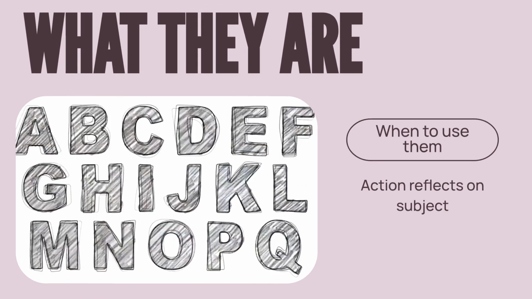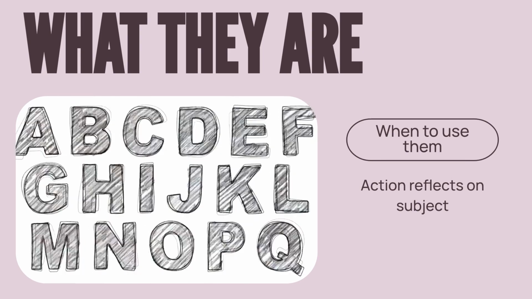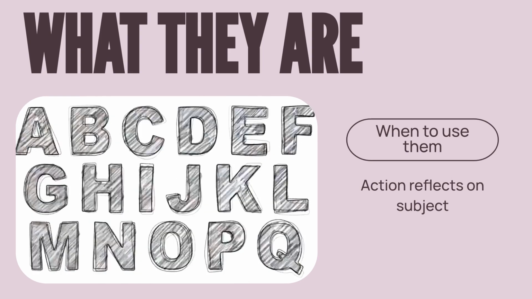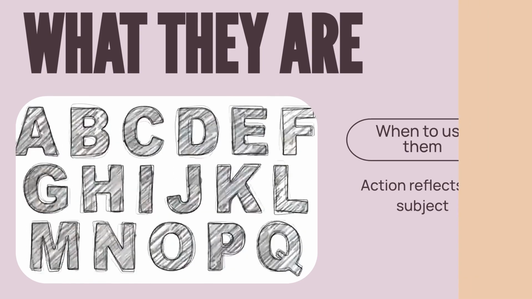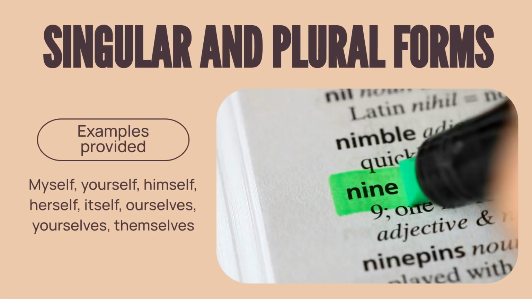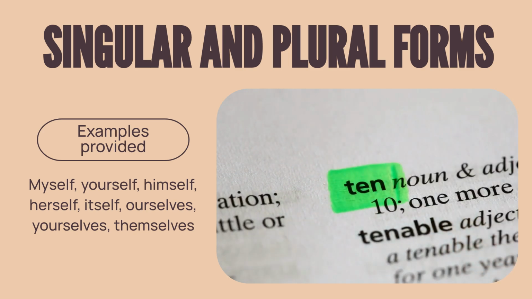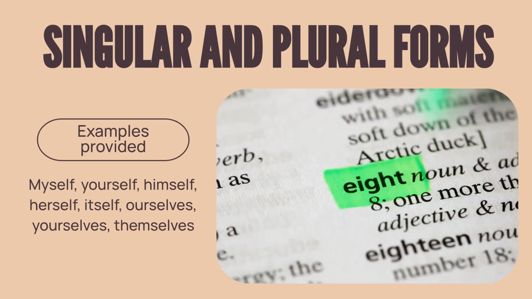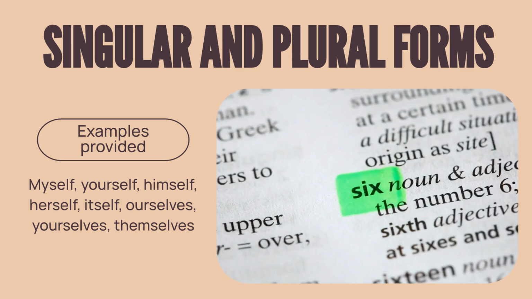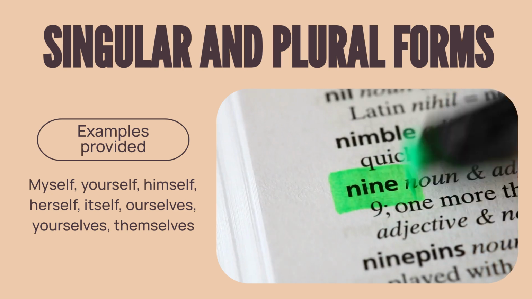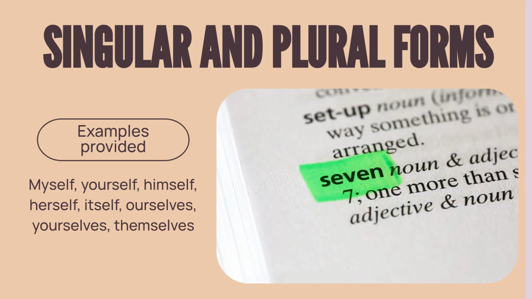Reflexive pronouns are used when the subject and the object of a verb are the same person or thing. They refer back to the subject of the sentence. The singular forms are myself, yourself, himself, herself, and itself. The plural forms are ourselves, yourselves, and themselves. For example, I taught myself to play the guitar, and they enjoyed themselves at the party.